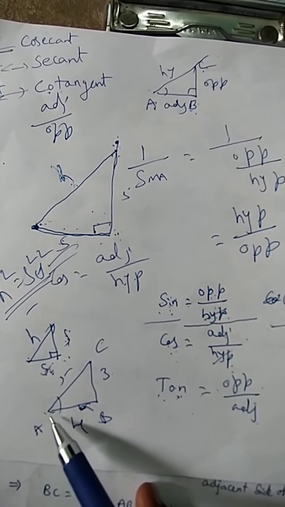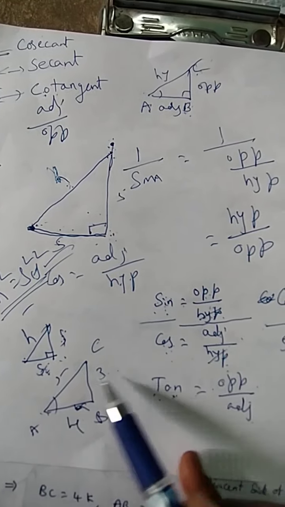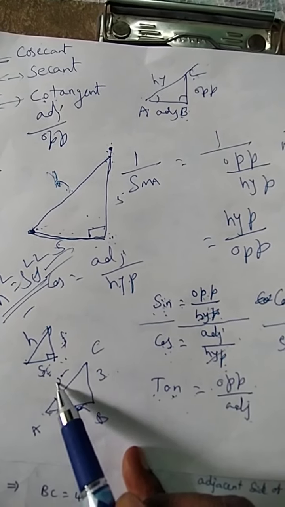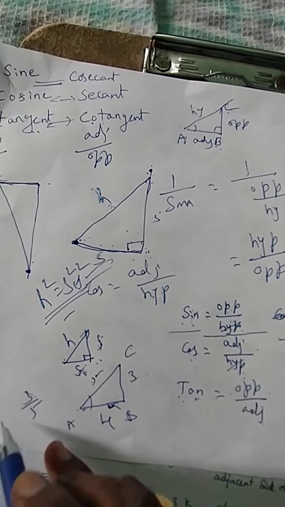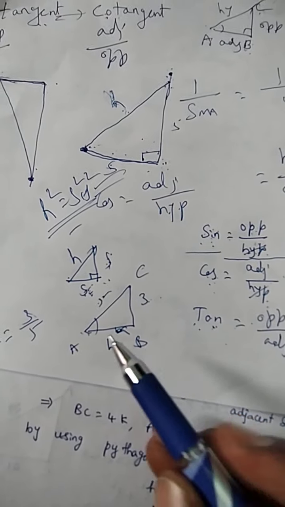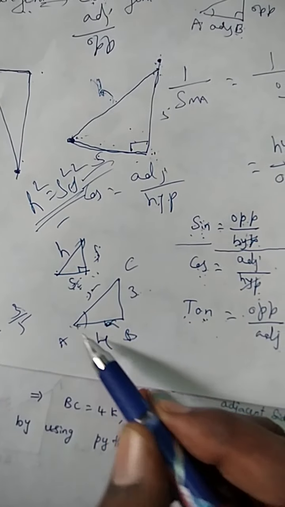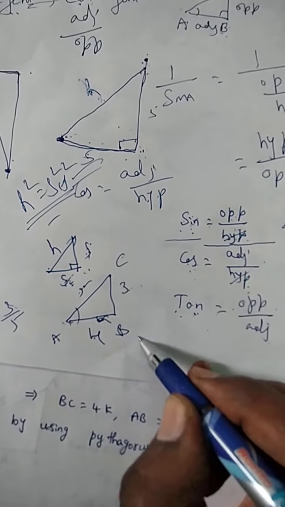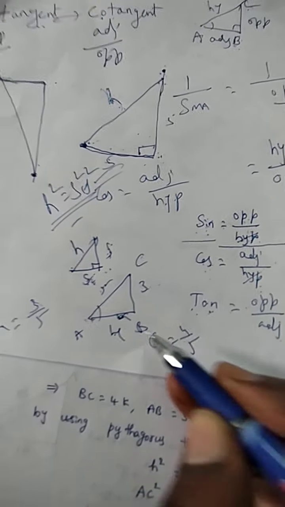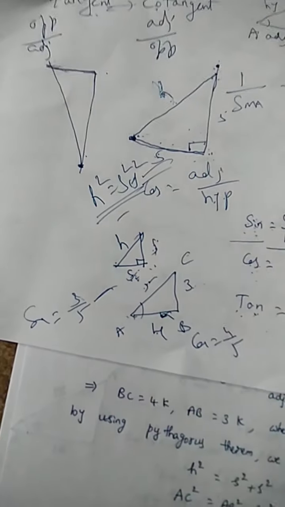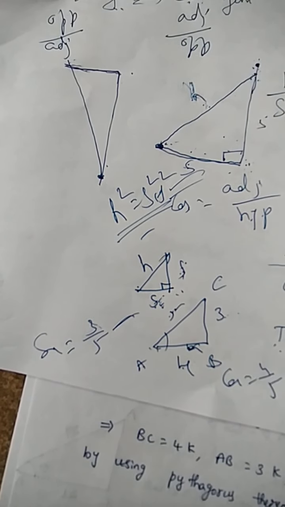What is the sin A formula? Sin A is opposite by hypotenuse, that is 3 by 5. Cos A formula is adjacent by hypotenuse, which is 4 by 5. Is 3 by 5 an improper fraction or a proper fraction? It is a proper fraction.